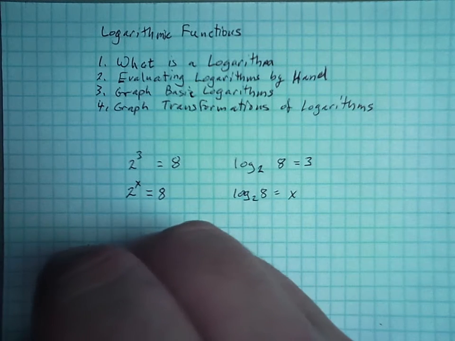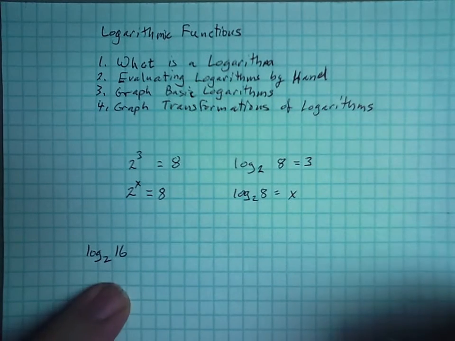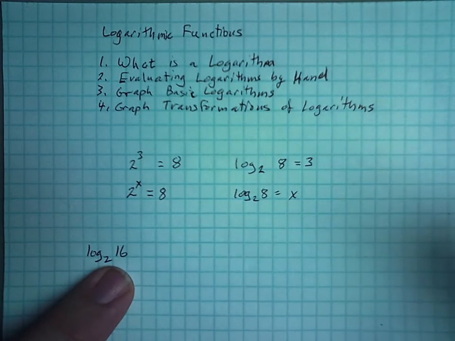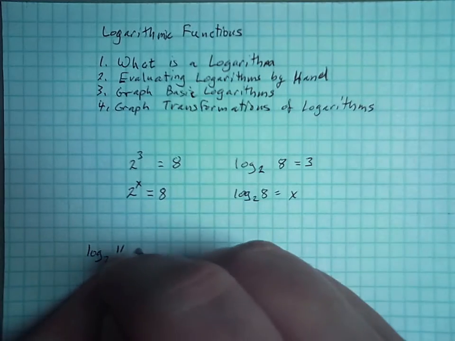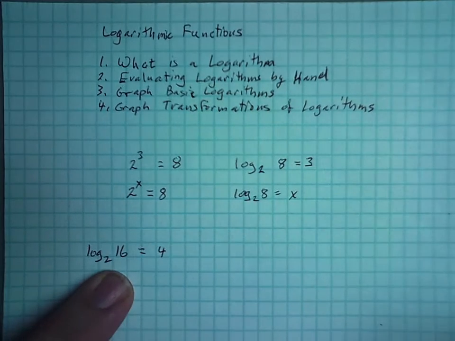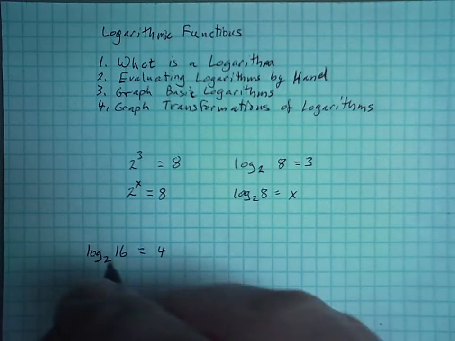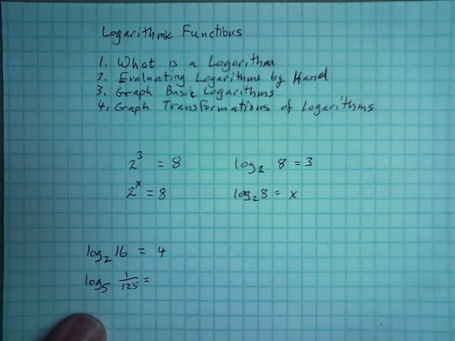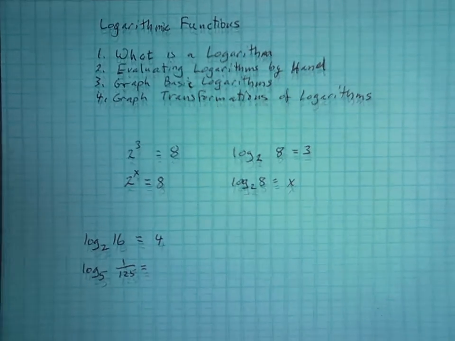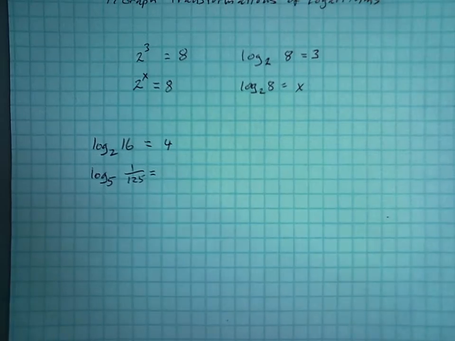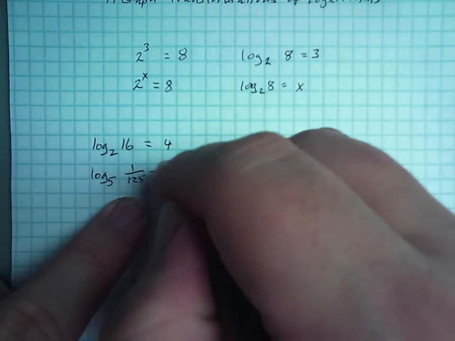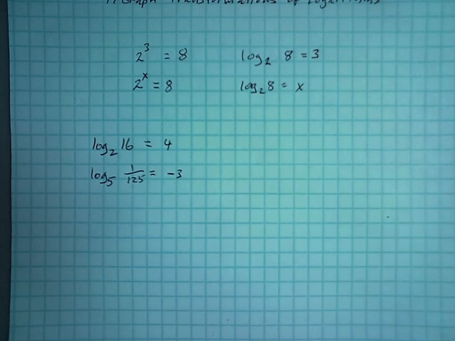For example, log base 2 of 16. Well, 2 times 2 is 4. Times 2 again is 8. And then times 2 is 16. That's 4 2's. So 16 is 2 to the 4th power. And the answer is the exponent, 4. If I say log base 5 of 1 over 125, well, 125 is 5 times 5 times 5. But in order to turn it upside down, make the reciprocal, I need a negative exponent. So this one's going to be negative 3, because 5 times 5 times 5 is 125. A negative to make it upside down.